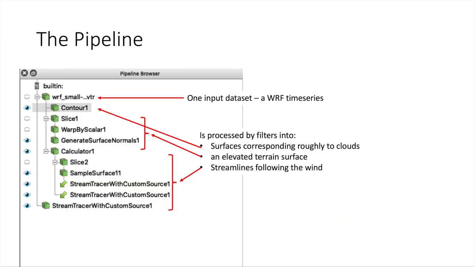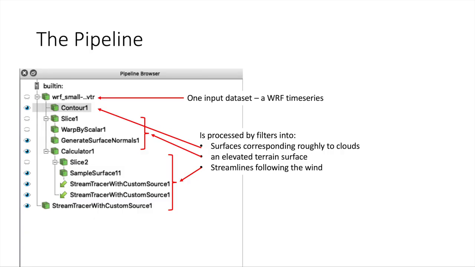Here's a close-up of the pipeline browser showing the 3 sequences of filters being applied to the WRF data. At the top we see the original data imported using file points to open and consisting of a time series of data sets, the variables describing various properties in the atmosphere over the western United States at a set of points in time. Then there are 3 sequences of filters, generating the derived data that you can see in the resulting visualization.